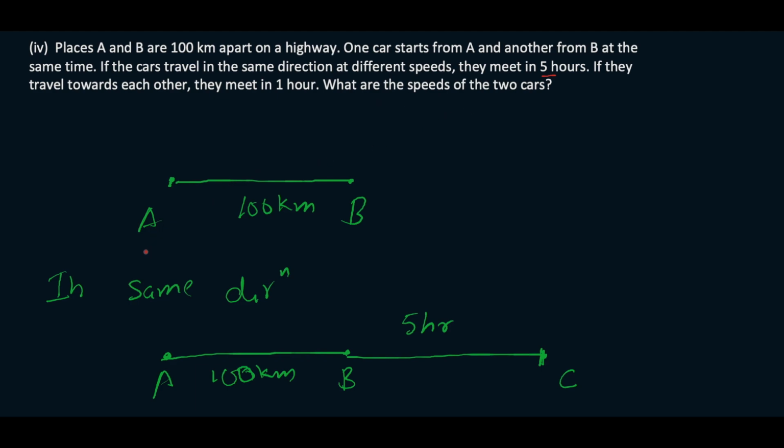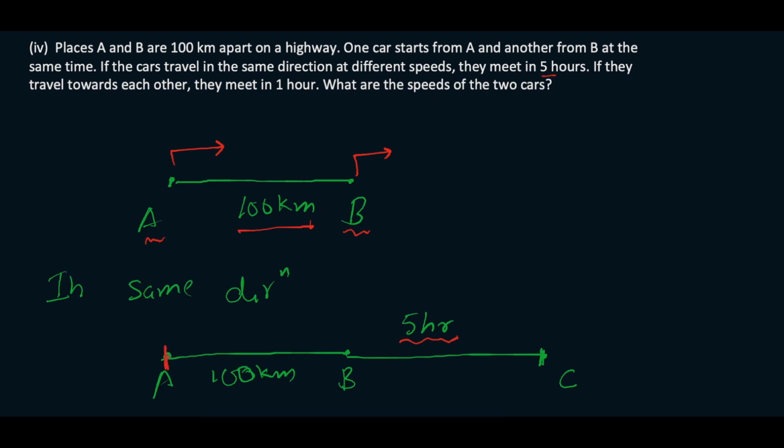So we are given a location A and location B on a highway. They are 100 km apart. Now our statement says that if they travel in the same direction, so let us say they travel to the right side, so both of them travel in the right direction, so they will meet after 5 hours.